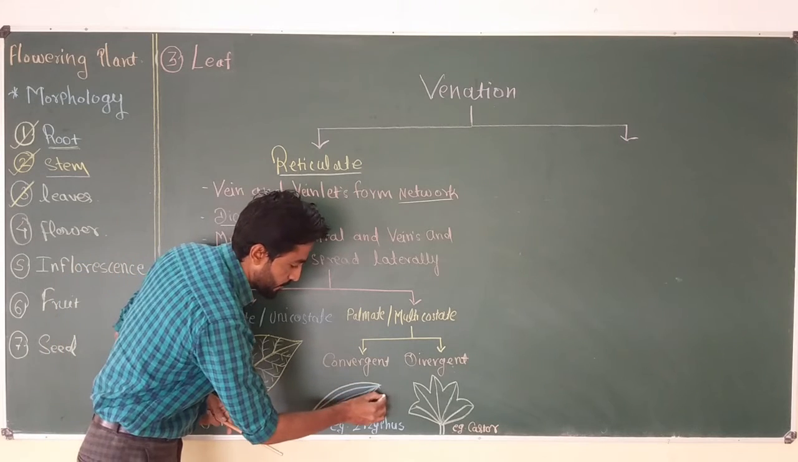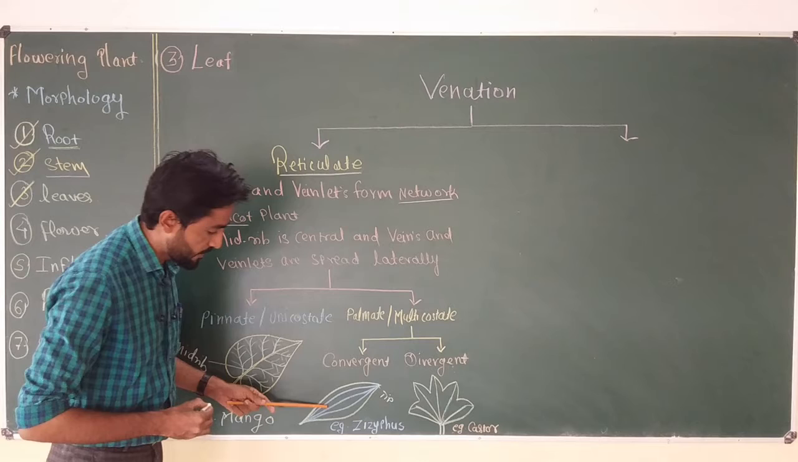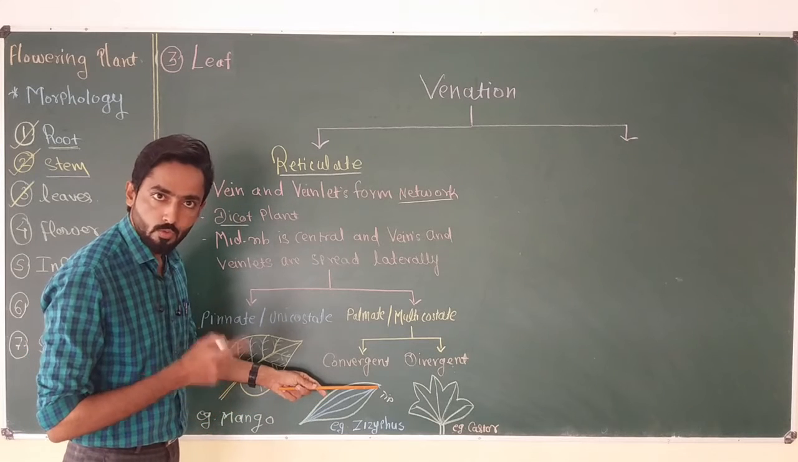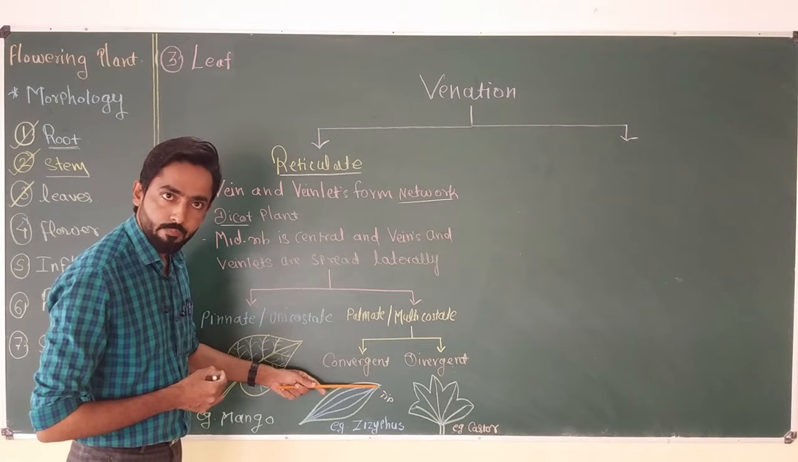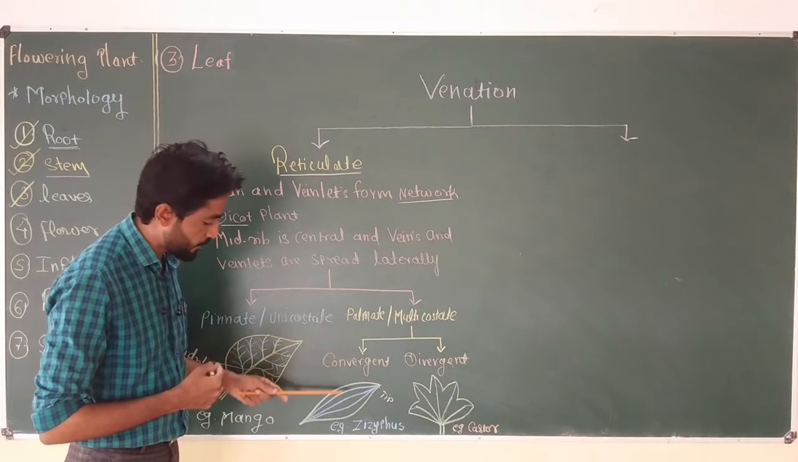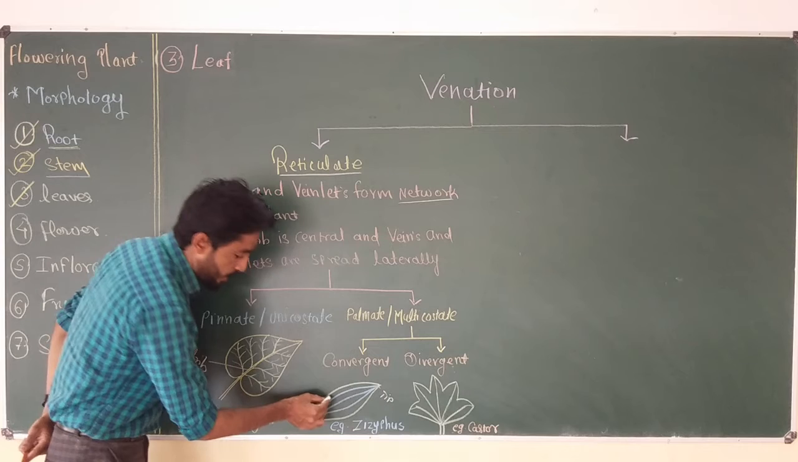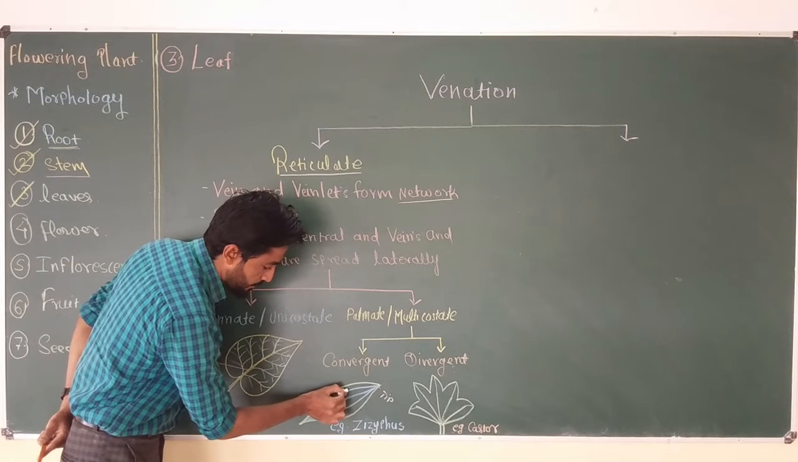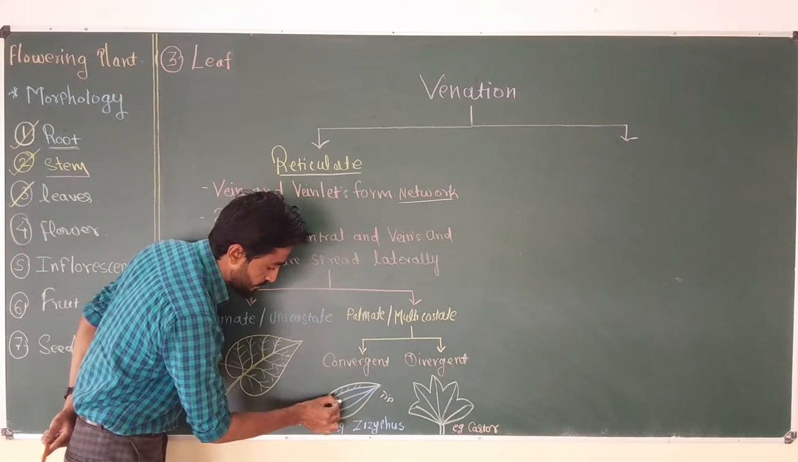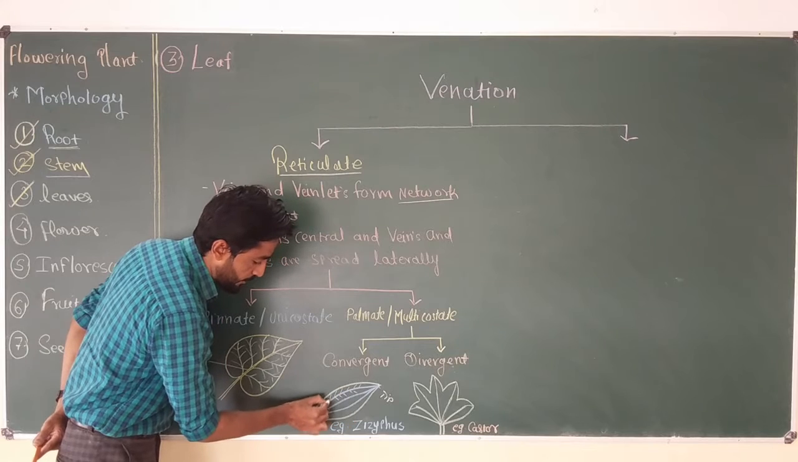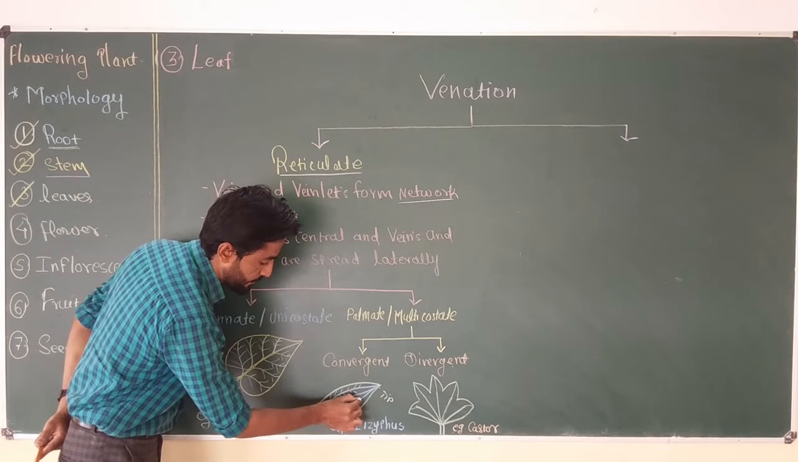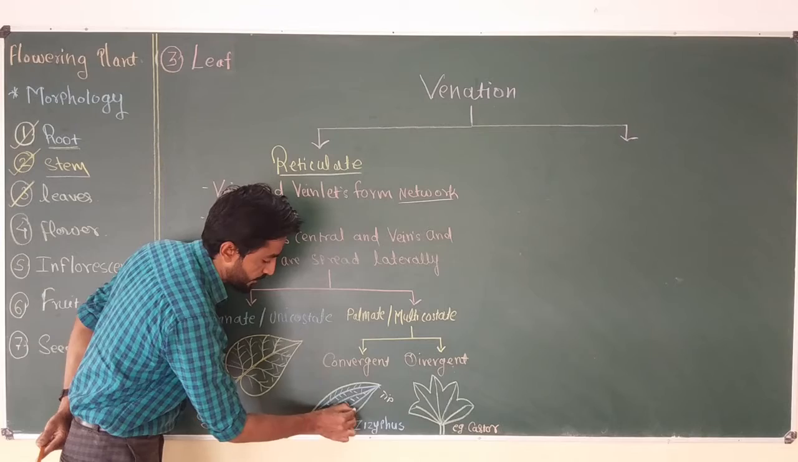This is the tip of the leaf. So the midribs meet each other at the tip. So it is called convergent because they get converged and meet at the same point. Now if secondary branches are produced from these midribs, they will also form a network. So it is called reticulate venation.